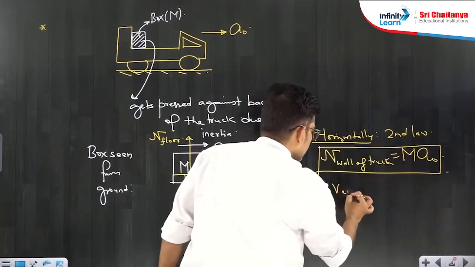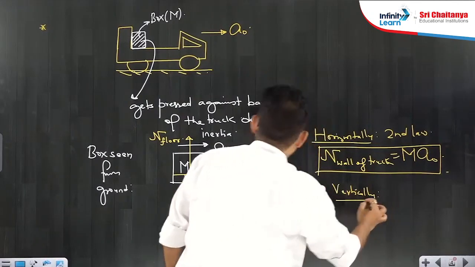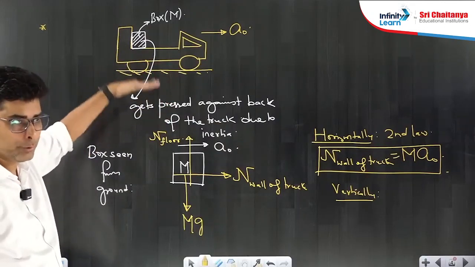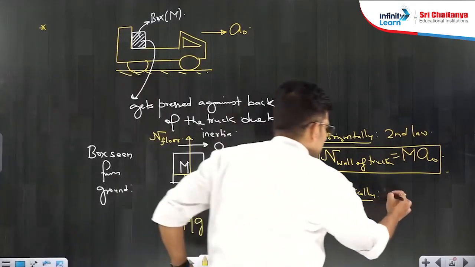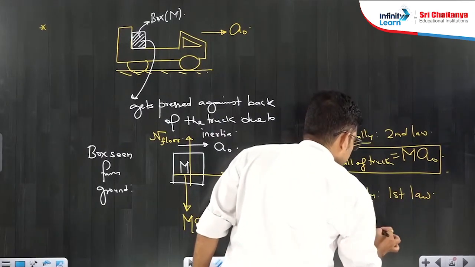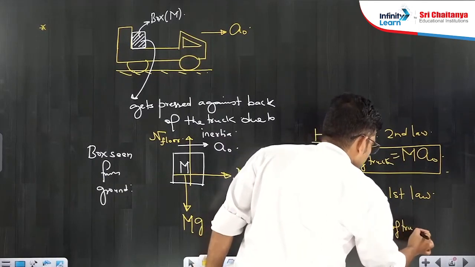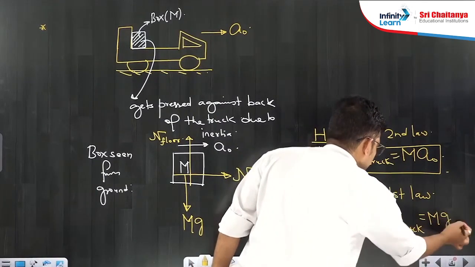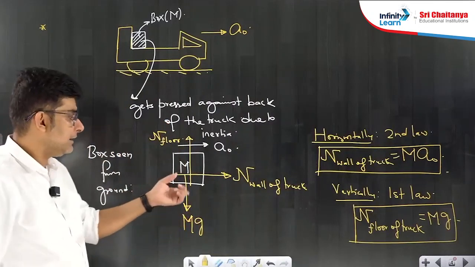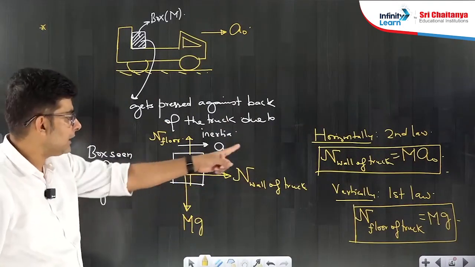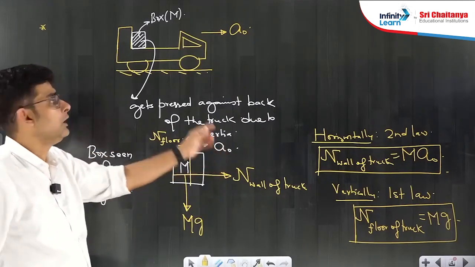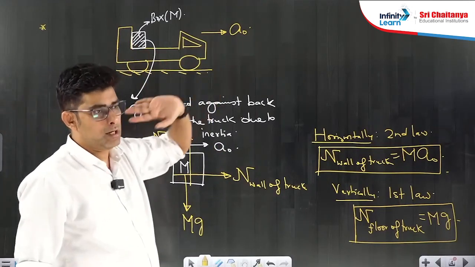And if I see vertically, is the box flying away and going out of space? No, it is there only on the floor of the truck. So vertically, no acceleration, which means which law? First law. So I will say the floor of the truck is balancing which force? mg. So lastly, the floor of the truck is balancing the weight of the box, and the normal reaction by the wall of the truck is providing the acceleration a naught so that this box can move along with the truck.